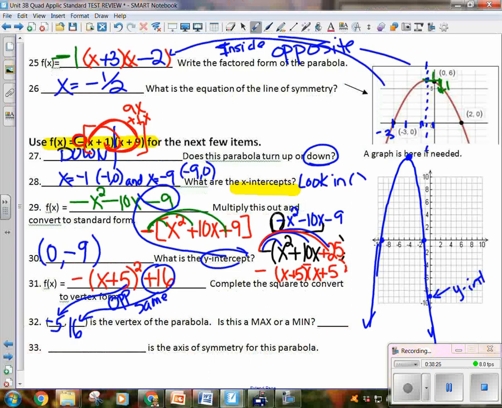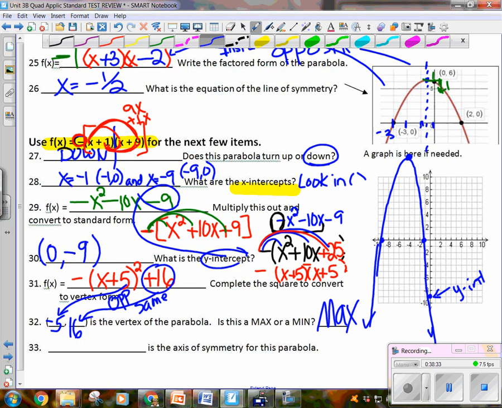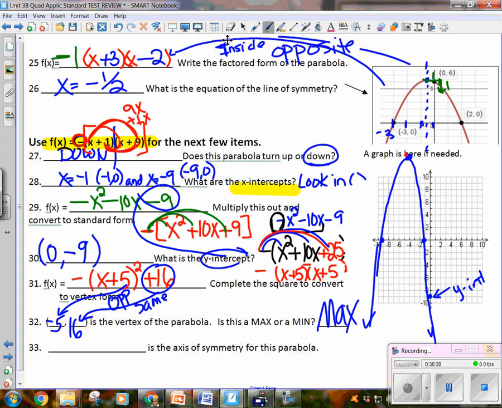Is this a max or a min? Definitely a max. What is the axis of symmetry? My axis of symmetry is actually going to fall right in the middle, looks like right here at negative 5. So my answer is x equals negative 5, which actually is 5 units. If you count from this side in, it's right in the middle.